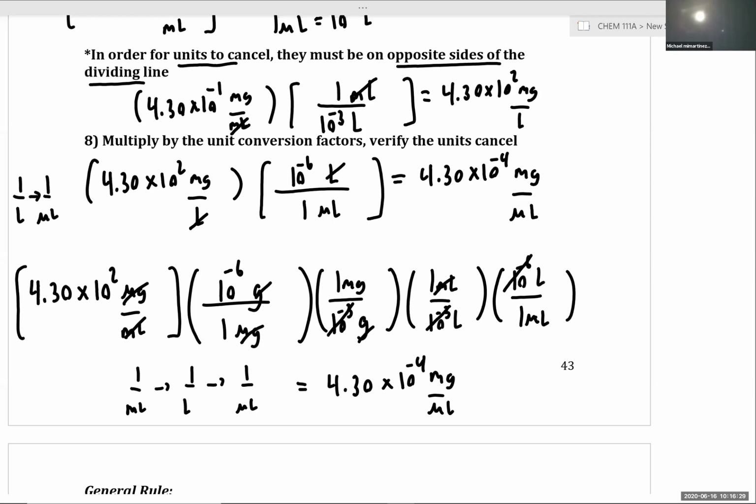Any questions on this example? Does this make sense so far to everyone?